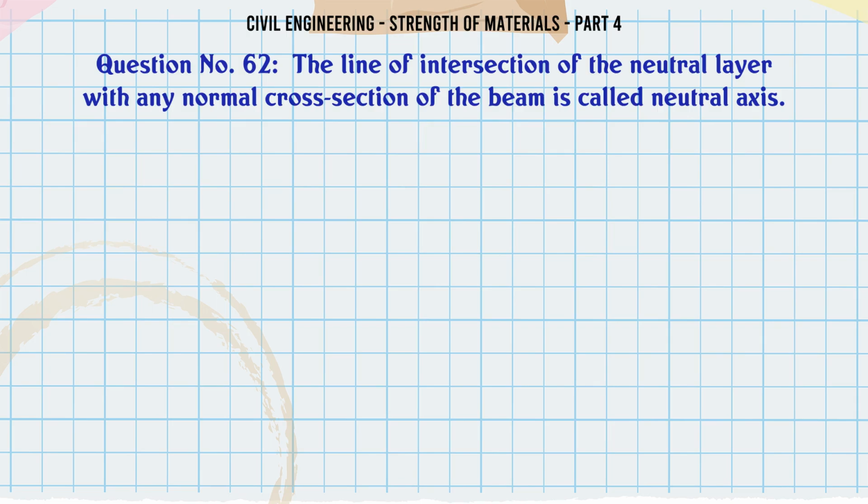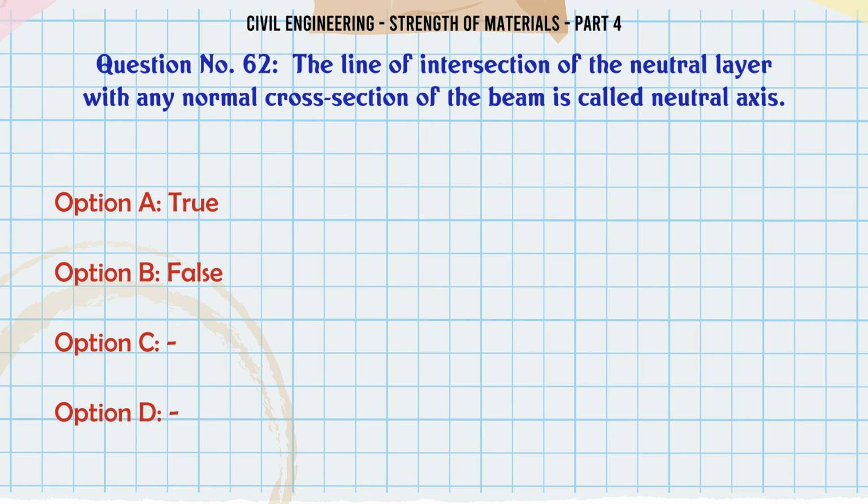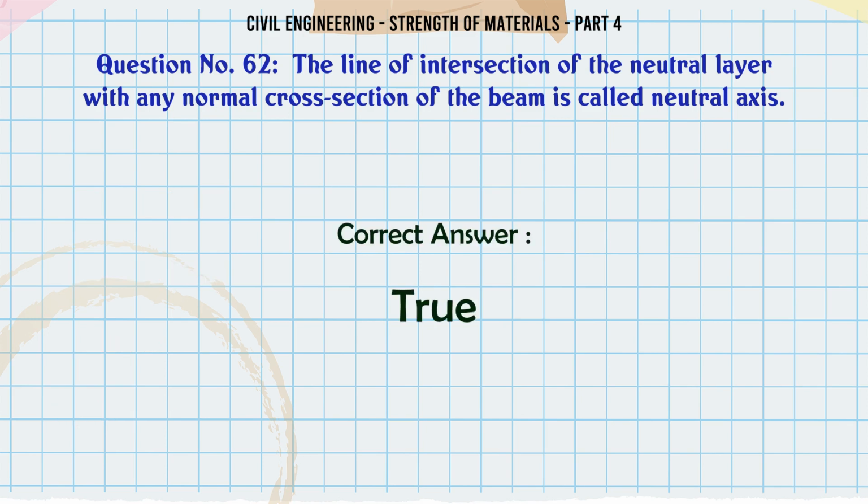The line of intersection of the neutral layer with any normal cross-section of the beam is called neutral axis. A. True, B. False, C. D. The correct answer is true.